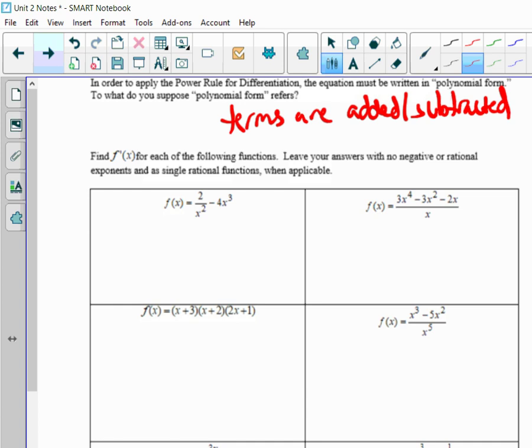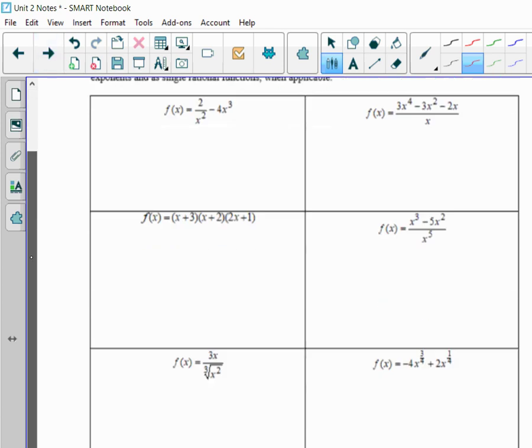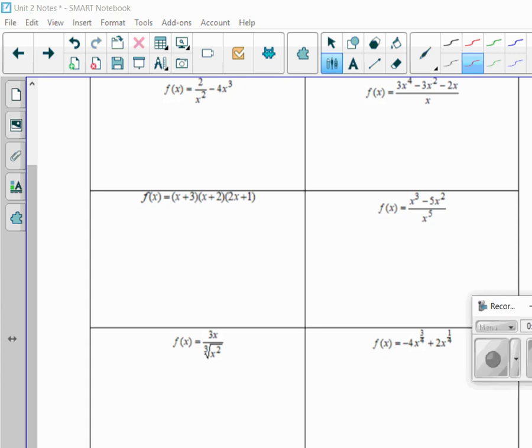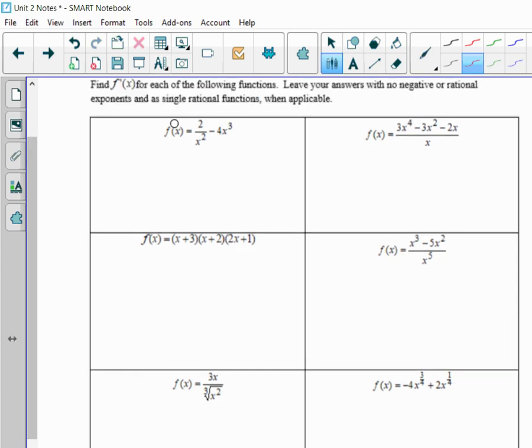So it says find the derivative of each of the following functions. Leave your answers with no negative or rational exponents as a single rational function when applicable. We'll work on that as we go through here. I'm not going to do all of these because I'm already at 6 minutes. Like this one, I can't take the derivative of this yet because I can't do a fraction. So I have to move that to the top, which I could just write as 2x to the negative 2 minus 4x to the third, right?